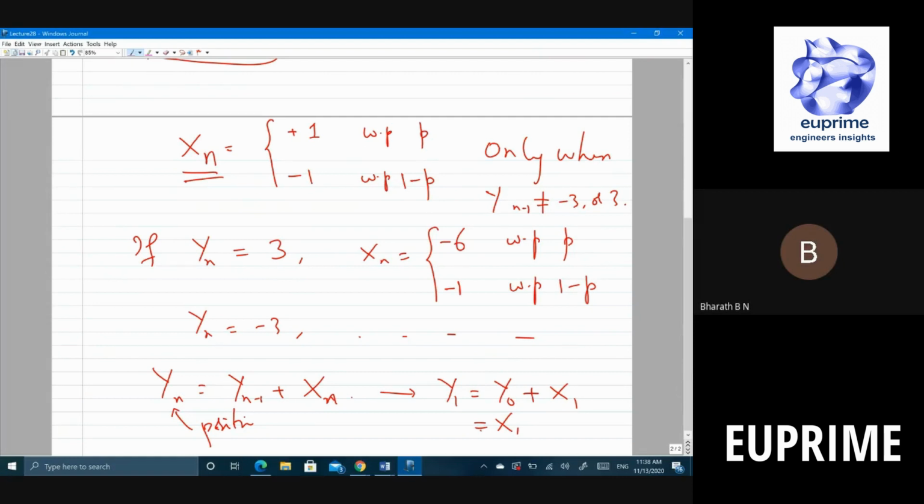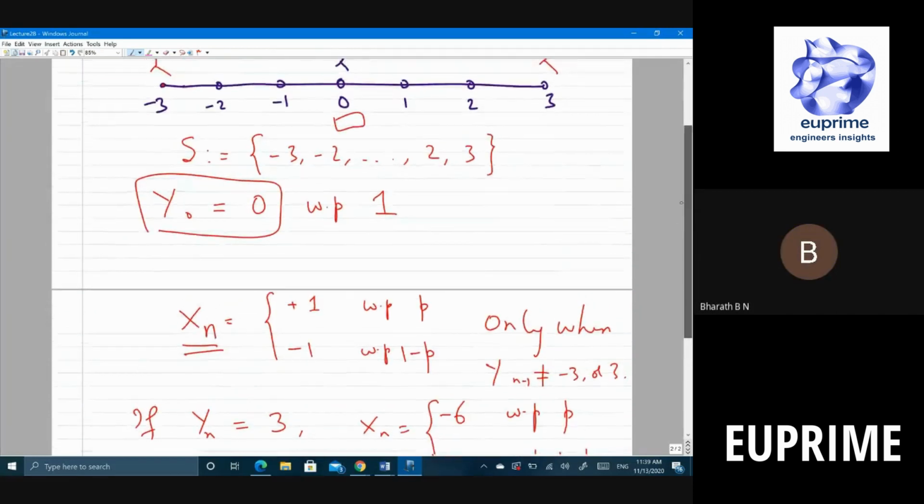What will happen subsequently? You will add or subtract to the current position with certain probability. If you are in 3 or minus 3, then the one that you subtract or add will be different. It will be minus 6 and minus 1. Is that fine? So, how did we get this minus 6 and minus 1? Can you explain once again?